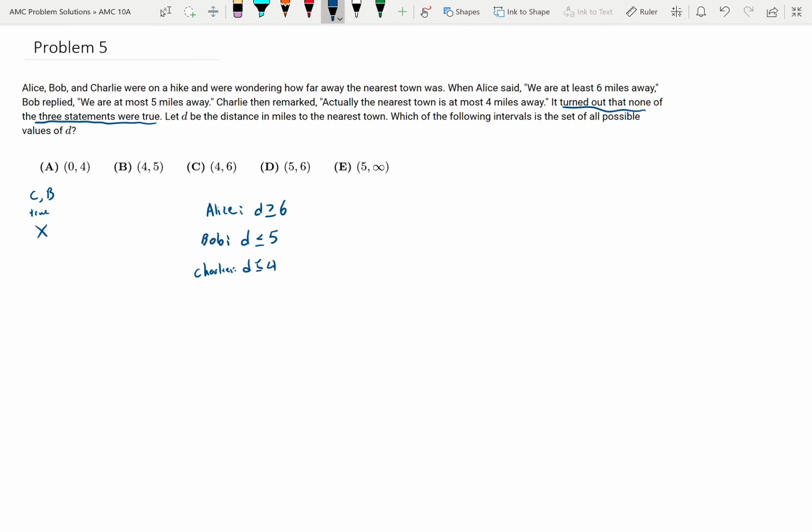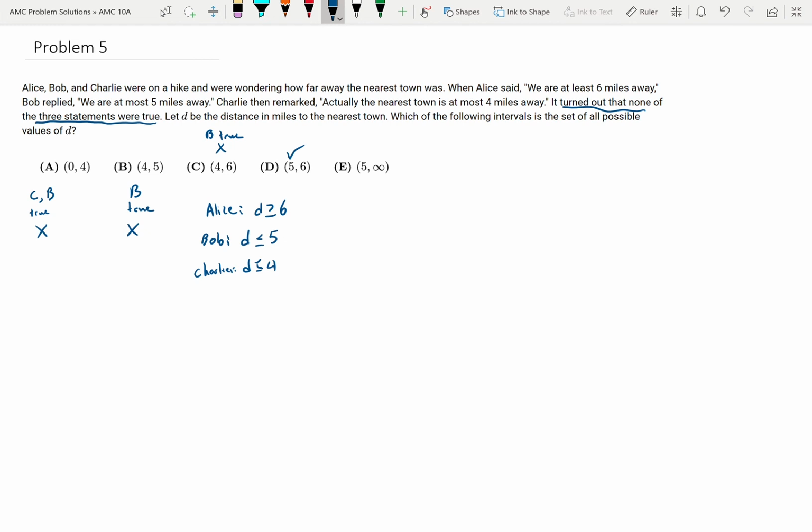4 to 5, well, that would mean B could be true. B is true then, so that's not going to work. The interval from 4 to 6, again, that's going to mean B is true, so that won't work. 5 to 6, that actually, none of these inequalities match up with this, so that can work.